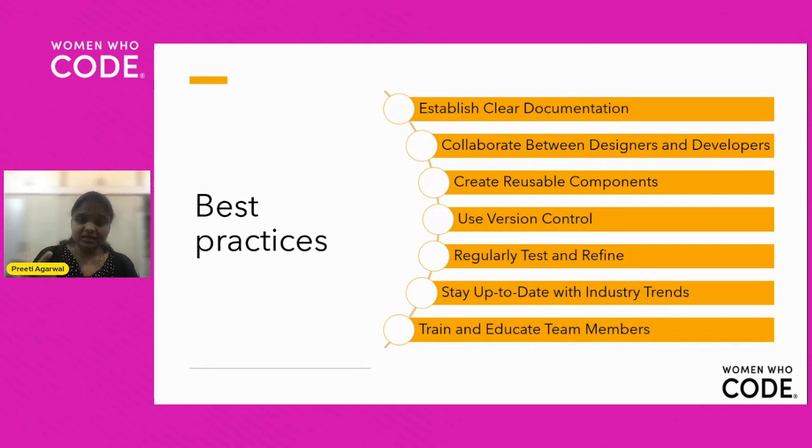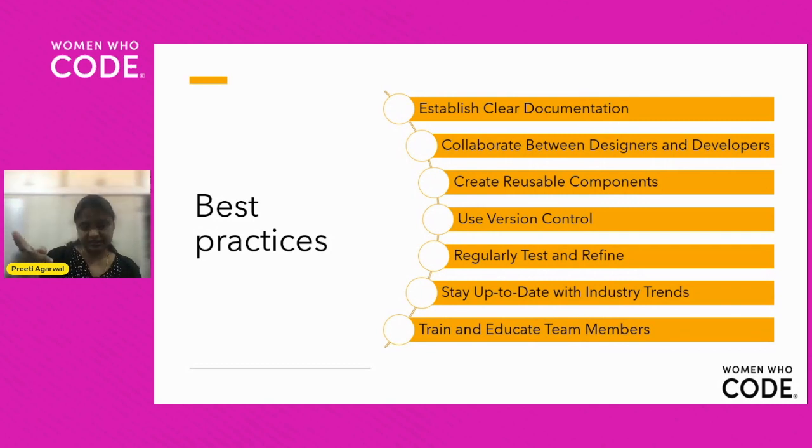You maintain the consistency. Then we use version control. Version control is for your design system to track the changes, to manage the updates, to ensure seamless collaboration among team members. Since it is also treated as a separate project and ongoing in the long run, you need to have version control. And you regularly test and refine.